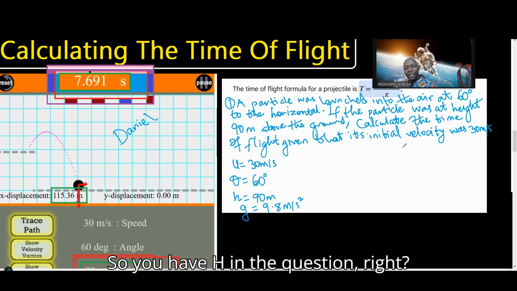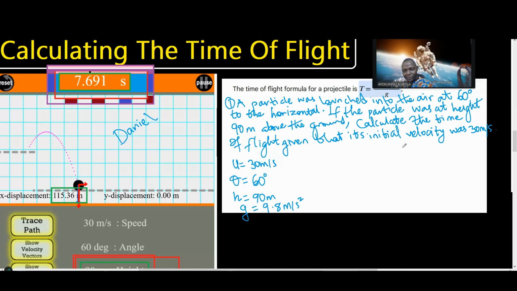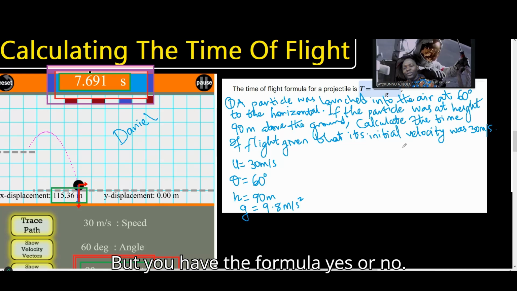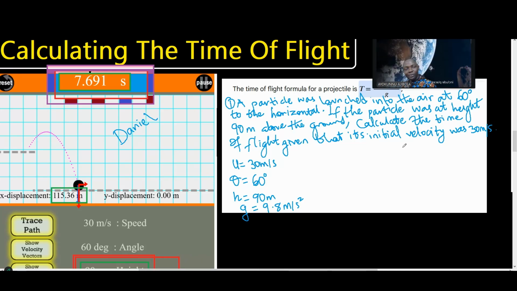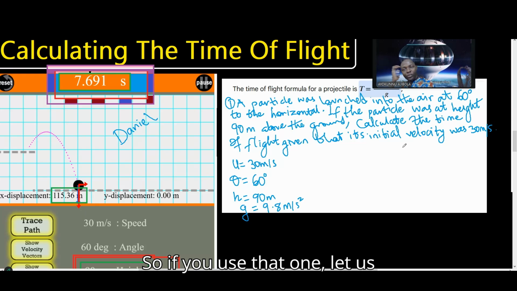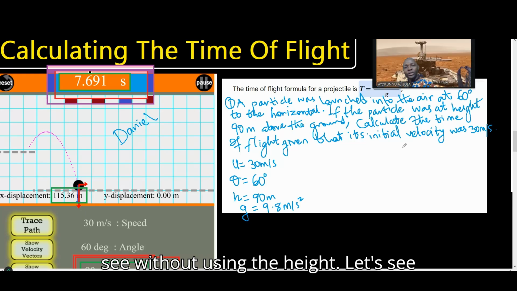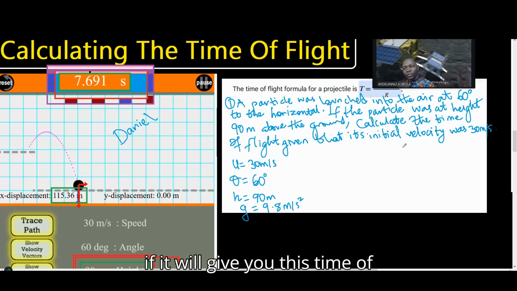So you have H in the question, right? Yes, sir. But you have the formula, yes or no? Yes, sir. And the parameters in the formula are in the question, right? All the details the formula needs are in the question. So if you use that one, let us see. Without using the height, let's see if it will give you this time of flight, okay?